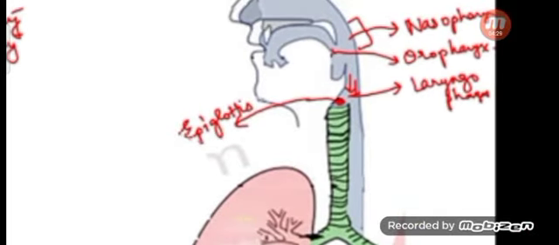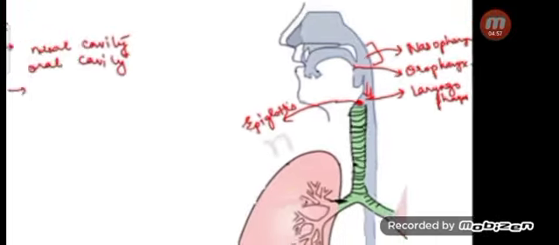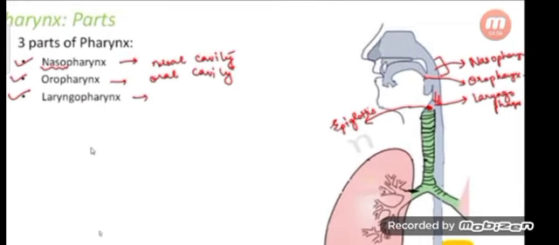Here a gate is present on the windpipe to stop food from entering the windpipe. This gate is called the epiglottis. The epiglottis is a gate-like structure, a barrier which prevents food from entering the windpipe. This part is connected with the laryngopharynx. I hope you understand where the nasopharynx, oropharynx, and laryngopharynx are present.